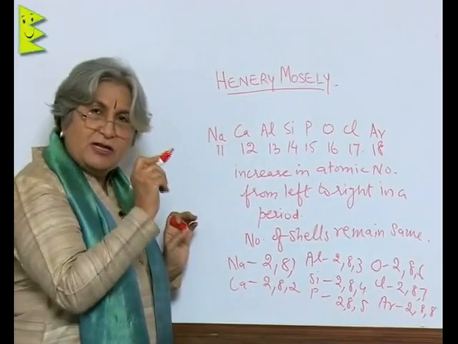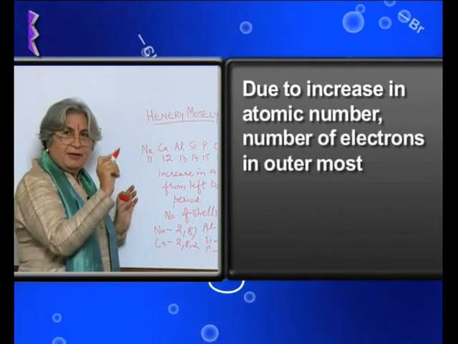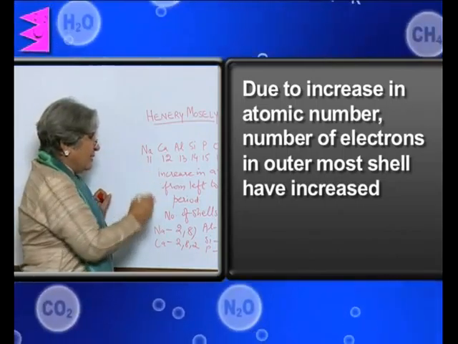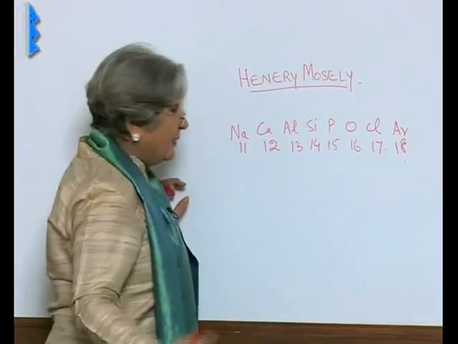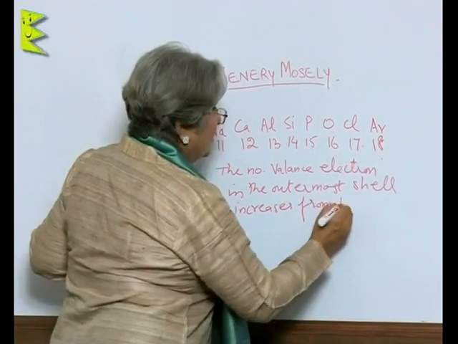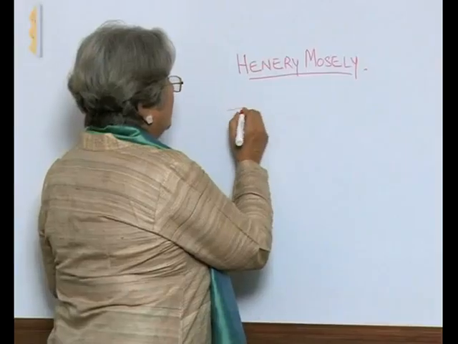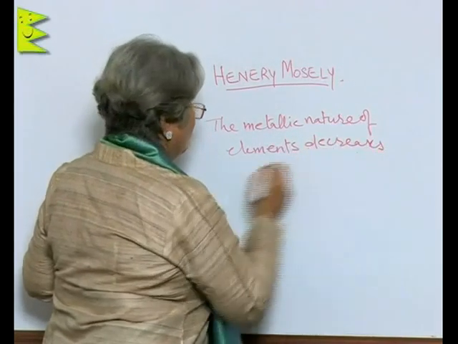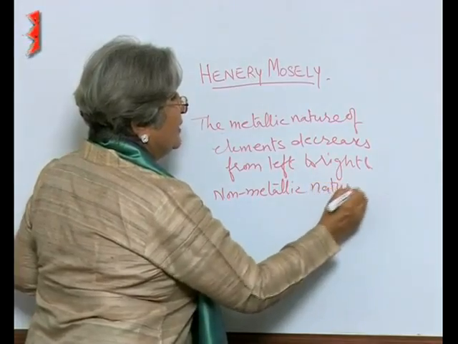So, the number of electrons in the outermost shell has increased. Due to the increase in atomic number, the number of electrons in the outermost shell has increased, but the number of shells remains the same, that is 3. So, the third point is the number of electrons in the outermost shell increases from left to right. The metallic nature of elements decreases from left to right and non-metallic nature increases.